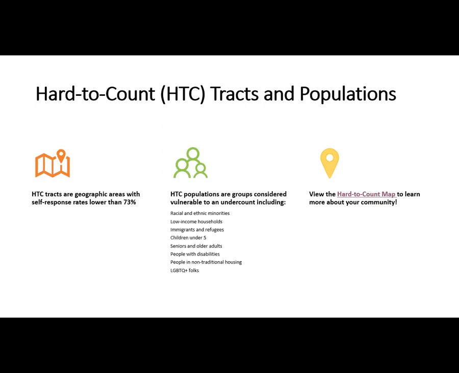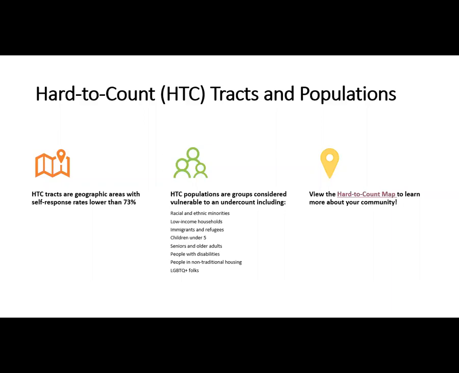So what we're looking for, ideally, are tracts where everybody will respond on their own online the first time they get the notice in the mail. Hard to count tracts don't have that, and they base this on previous years' census response, other surveys, as well as the populations that live in certain communities.